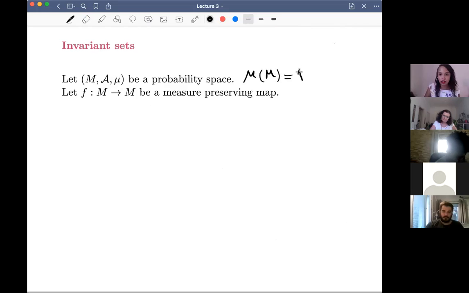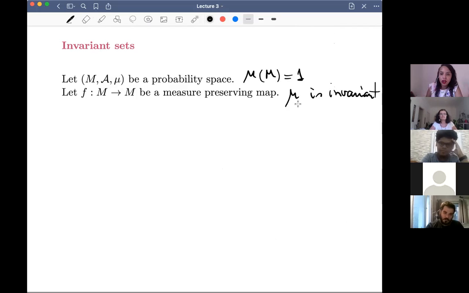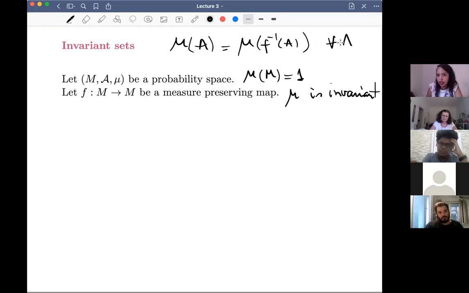The whole class is going to be only probabilities. Fine. Then we consider a map that is measure preserving. Measure preserving is only another way of saying that the measure mu is invariant. Recall, if it's invariant, the measure of a set is equal to the measure of its preimage for all measurable sets. Fine.